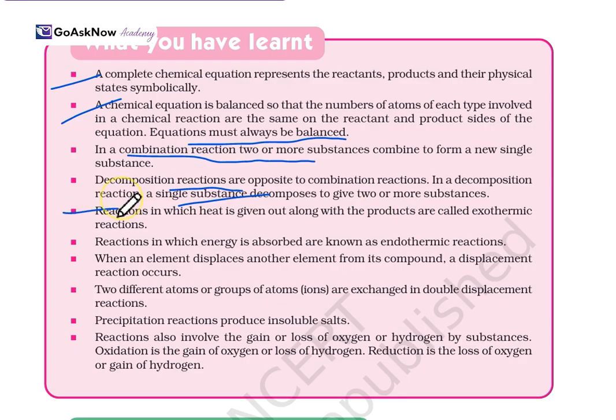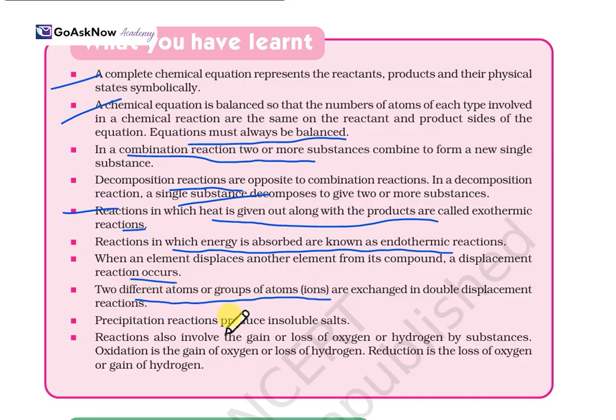Also, reactions in which heat is given out along with the product are called exothermic reactions. Again, I will read it: reactions in which heat is given out along with the product are called exothermic, and reactions in which energy is absorbed are known as endothermic reactions. Also, when an element displaces another element from its compound, a displacement reaction occurs. Two different atoms or groups of atoms, ions, are exchanged in double displacement reactions. A precipitation reaction produces an insoluble salt.